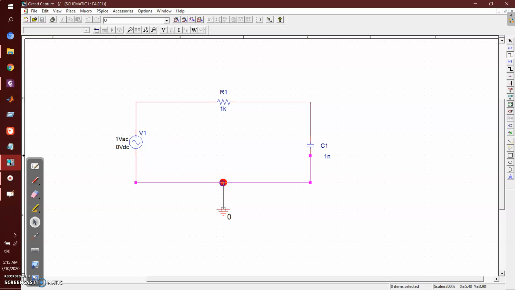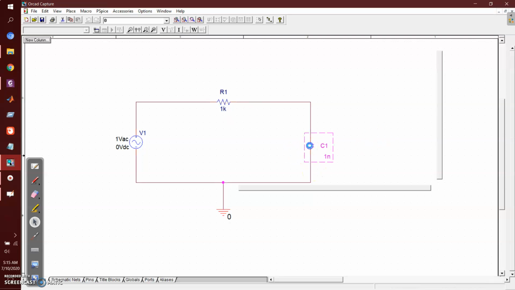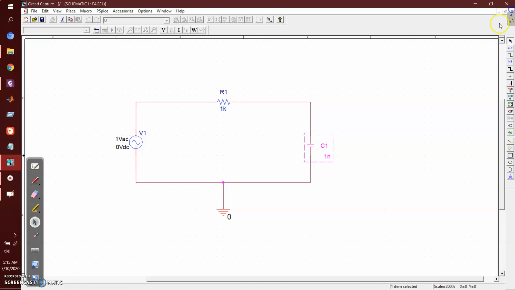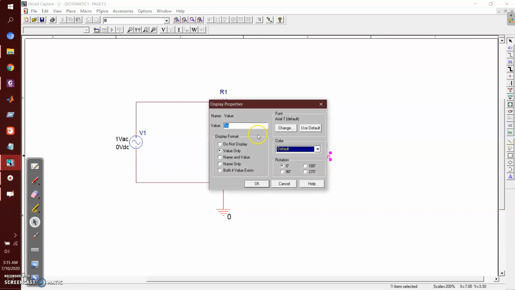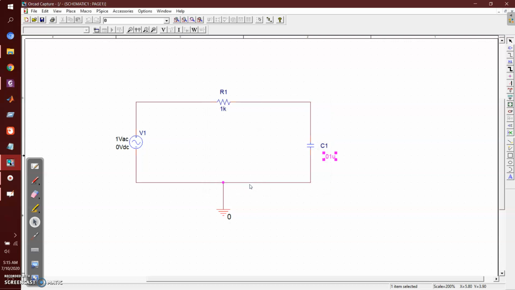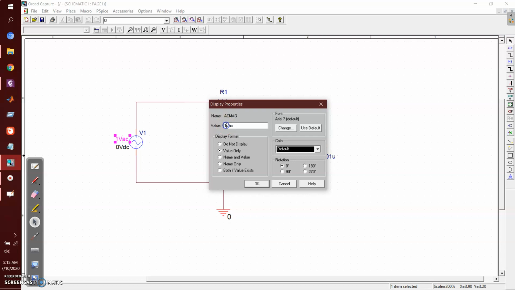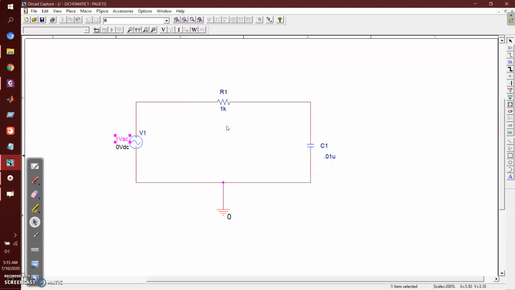So I have all the components. I have 1 kilohertz frequency and 1 nanofarad, and I want to change this value. Let's make it 0.01 microfarad. And I have 1 volt AC. Let's make it 10 volt AC. Oh, okay, 1 volt is okay.